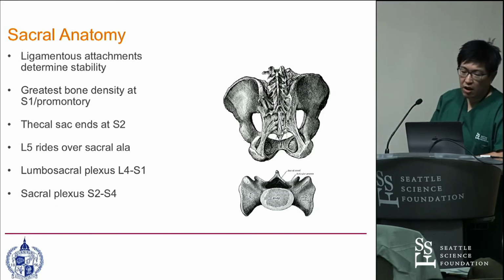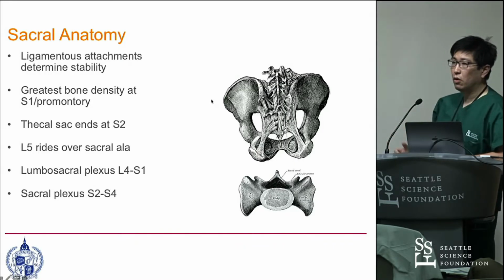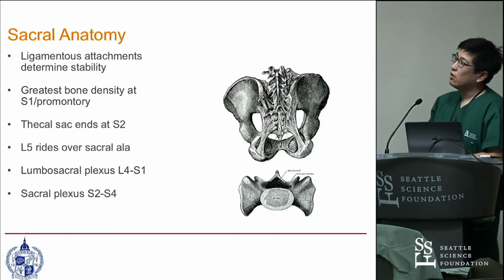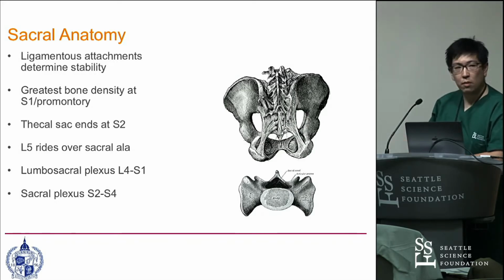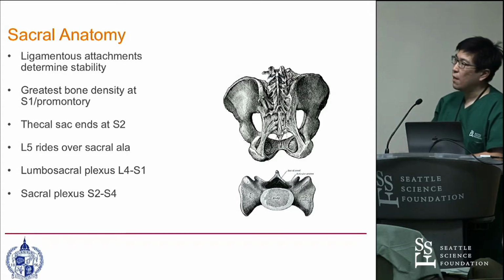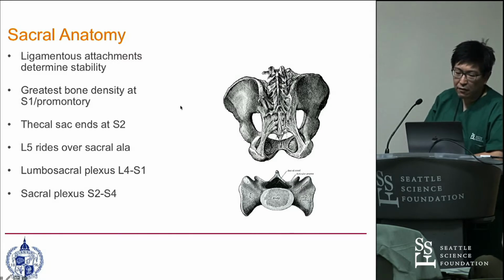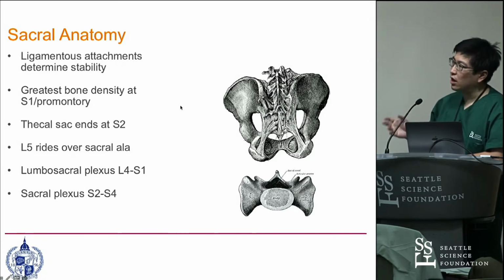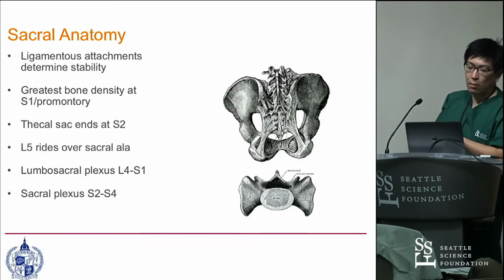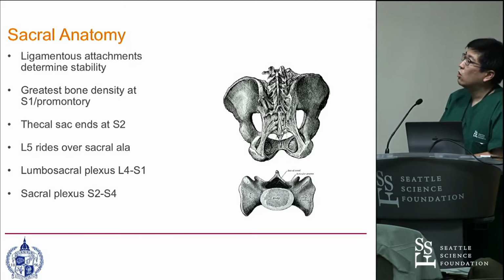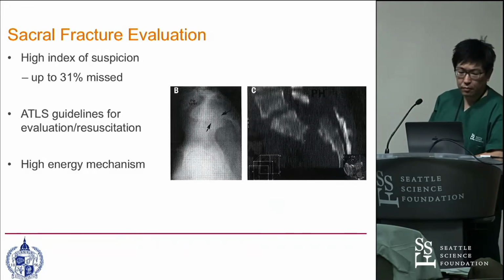And in terms of the greatest bony density for fixation, the reason why we try to aim for the sacropromontory for S1 pedicle screws is that that's obviously the greatest bone density. It's also been proven to be safe. The thecal sac termination can be a little bit variable, but it tends to end at S2-3 or S2. Typically, the L5 transverse process rides over the sacral ala as you're doing that exposure, and the L4 to S1 nerve roots form the lumbosacral plexus, and the S2 to S4 nerve roots form the sacral plexus.